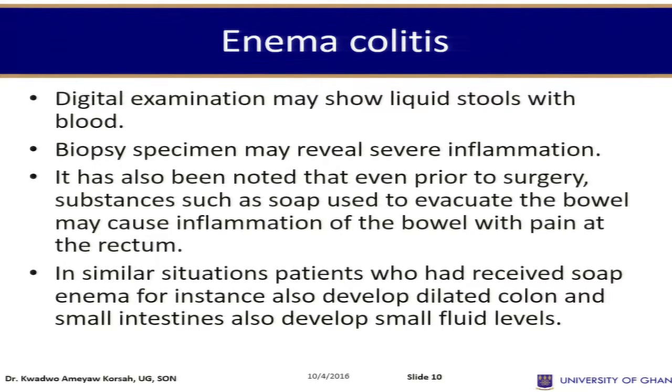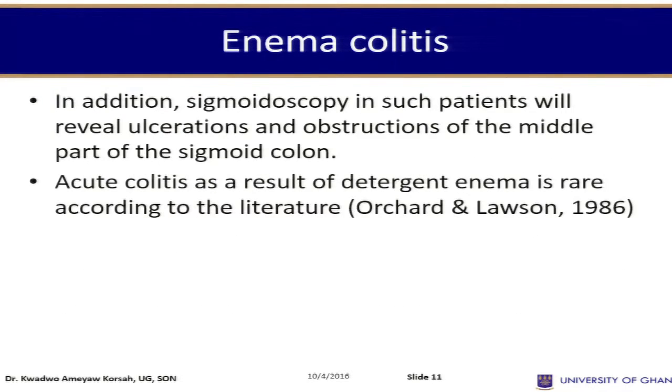And in similar situations, patients who had received soap enema, for instance, also develop dilated colon, and in the small intestines also develop small fluid levels. In addition, sigmoidoscopy in such patients will reveal ulcerations and obstructions of the middle part of the sigmoid colon. Acute colitis as a result of detergent enema is rare according to the literature.